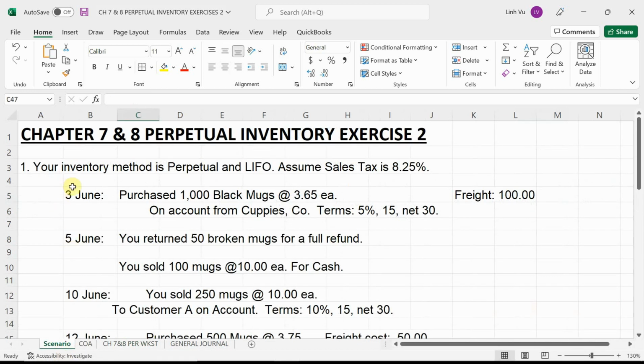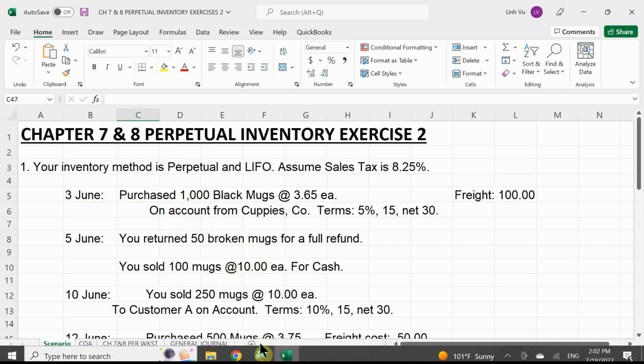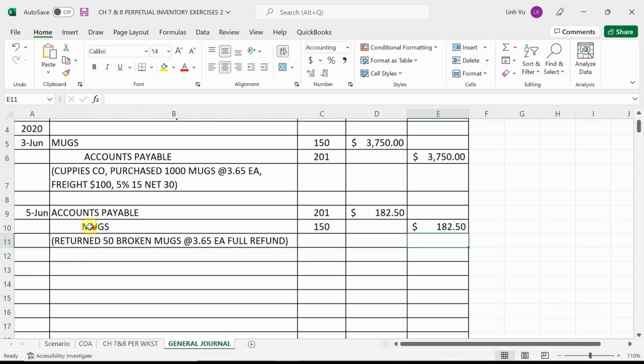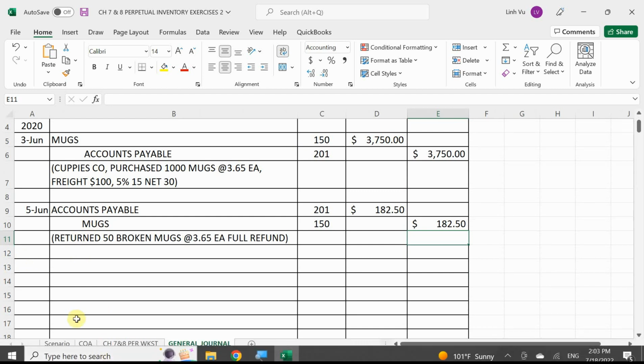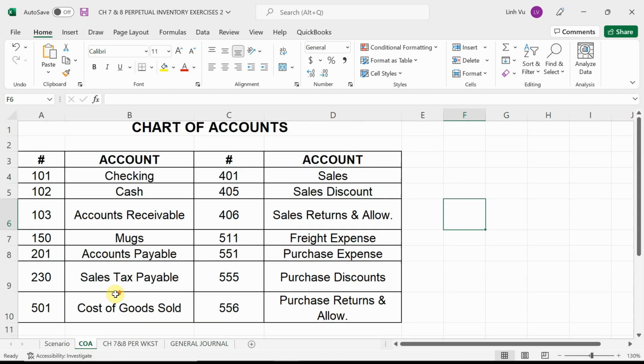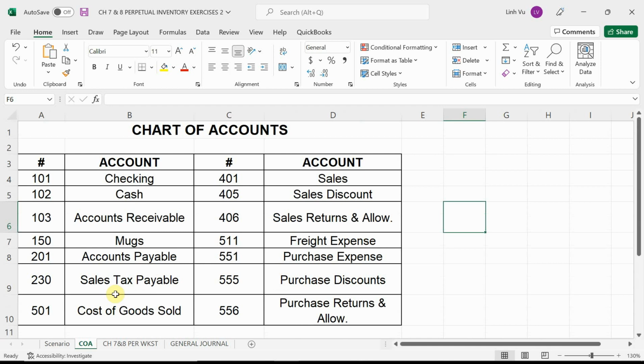All right, so that very same day, after we made our return and got a refund, we end up selling 100 mugs at $10 each, for cash. So how do I journalize this? Let's take a look at my chart of accounts. I sold 100 mugs at $10 each, and we also have to assume that sales tax is 8.25%.